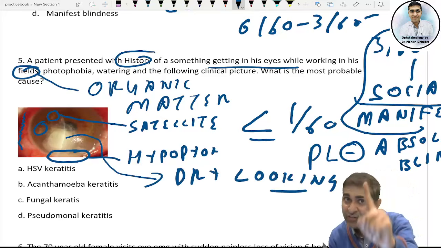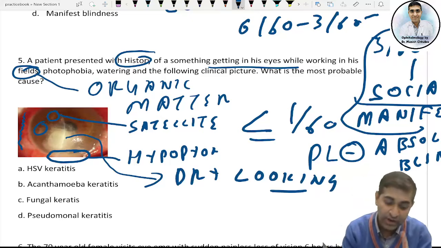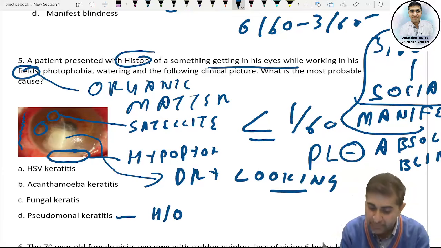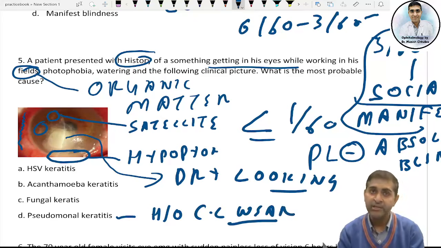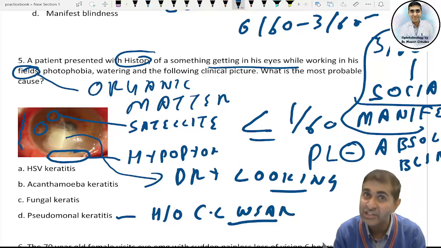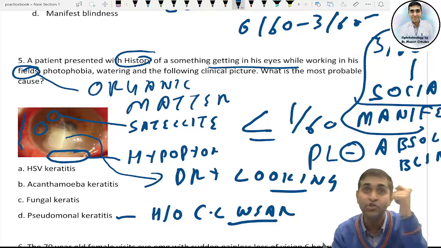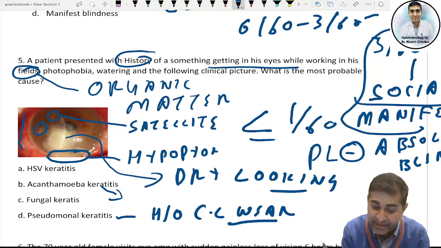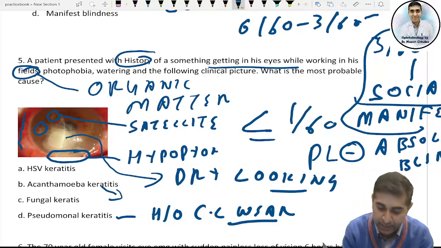So it goes in favor of what? It goes in favor of fungal keratitis. But Pseudomonas keratitis, if you are suspecting, there has to be some history of contact lens wear. Yes, HSV keratitis, it does not present like this. In HSV keratitis, on fluorescein staining, there will be dendrites, there can be geographical ulcer, there can be disciform keratitis. Acanthamoeba keratitis, there will be ring-shaped ulcer.